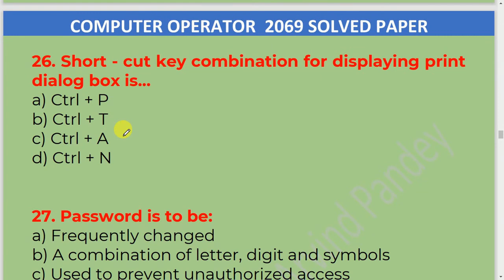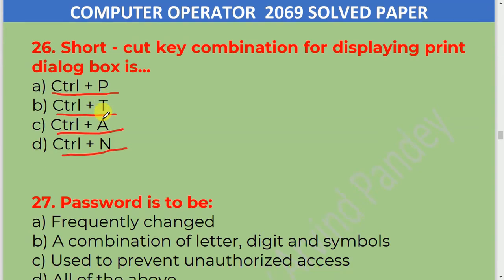Question number 26. The shortcut key combination for displaying the print dialog box is: option A, Control plus P, B, Control plus T, C, Control plus A, D, Control plus N. And the correct option is option A, Control plus P. Control plus P displays the print dialog box.